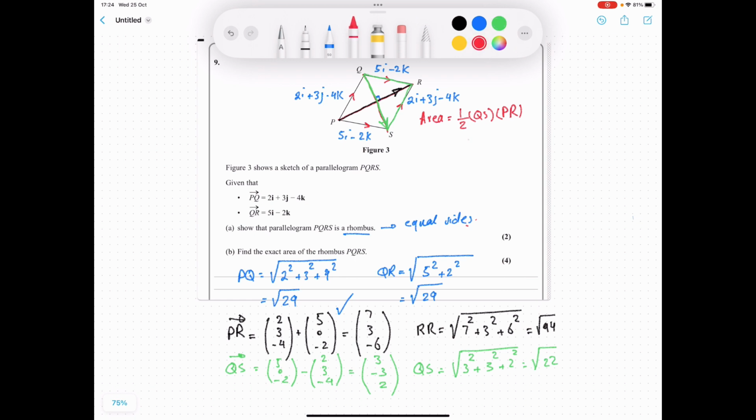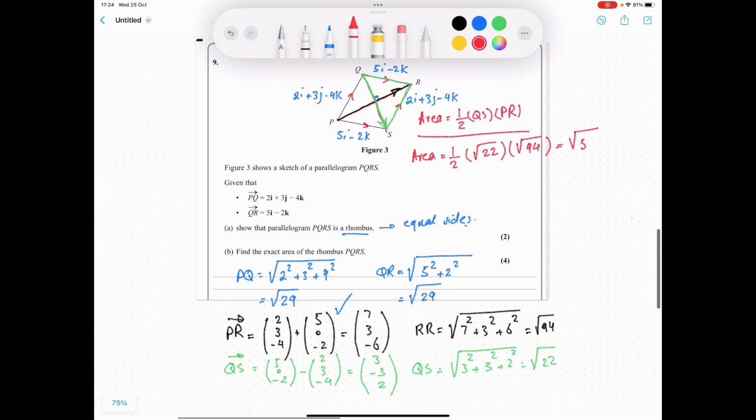Now we have all the information that we need to find the area of the shape. As I said, area is equal to half of the length of QS, which is the square root of 22, times PR, which is the square root of 94, and the final answer would be the square root of 570.